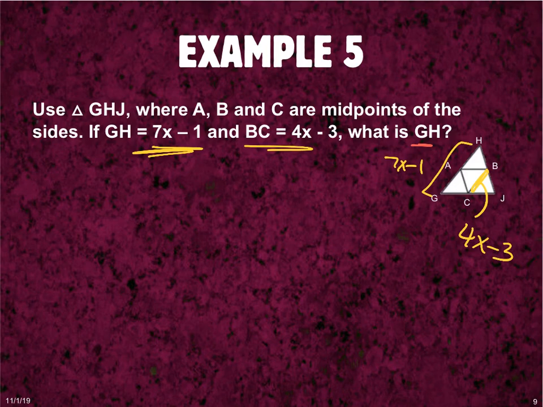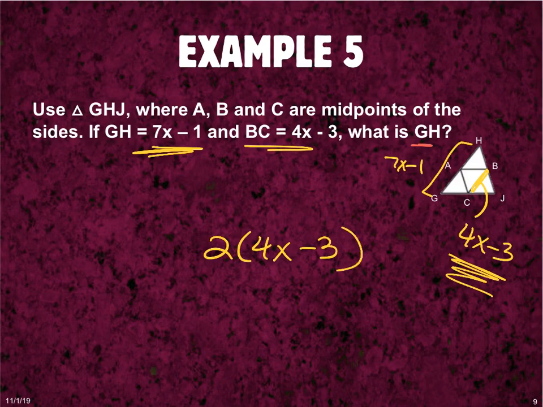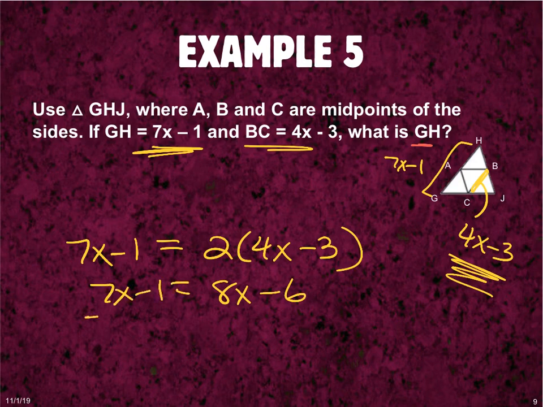Now, when we did the problems earlier and they had numbers, it was super easy. We just multiplied by 2 or divided by 2. I'm going to do exactly the same thing here. I'm just going to take this 4x minus 3, multiply it by 2, and set it equal to the outside edge. All you do is set it equal to the 7x minus 1. I'm going to distribute, and then I'm going to move my x's together.